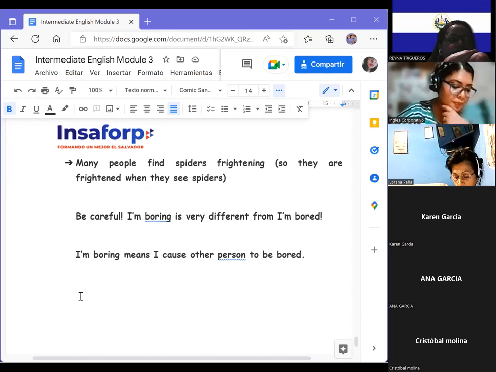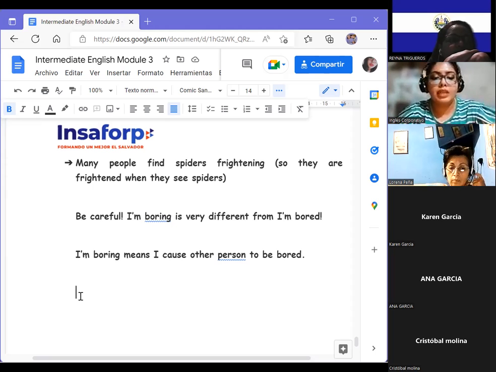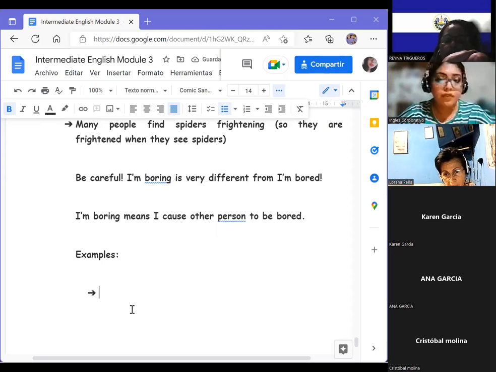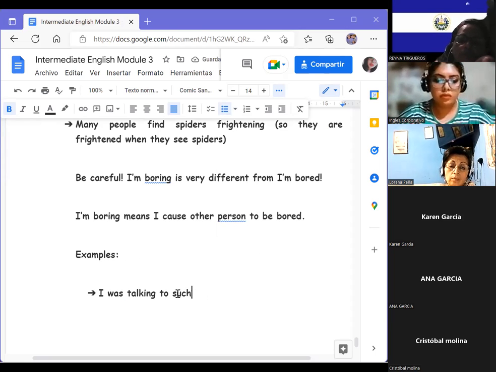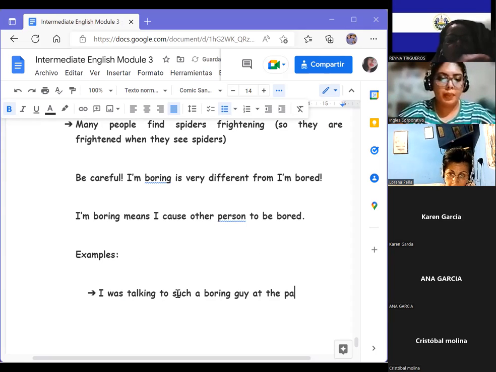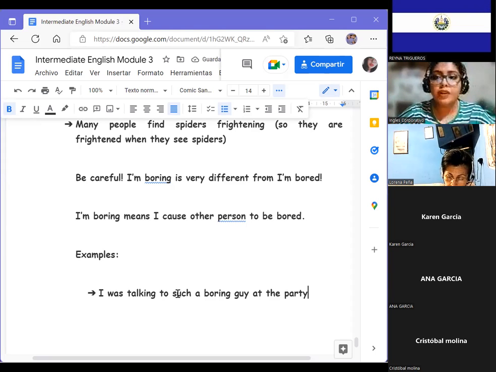So in that case, we are going to see some examples in which a person is making or causing a feeling in another person. So we are going to see the example. Then we have here, I was talking to such a boring guy at the party. He talked about himself for an hour.